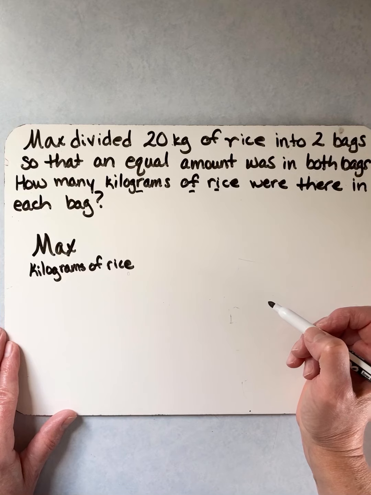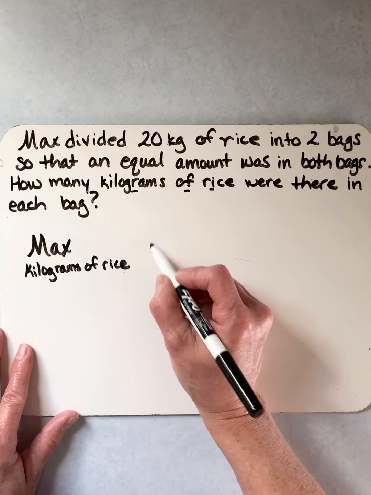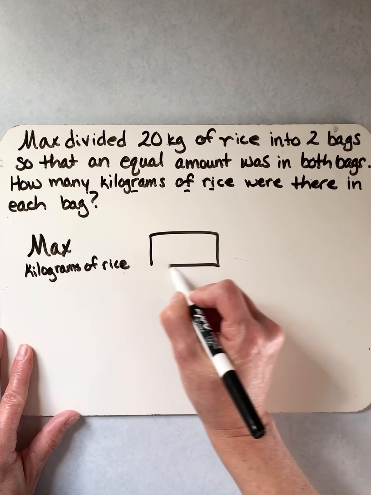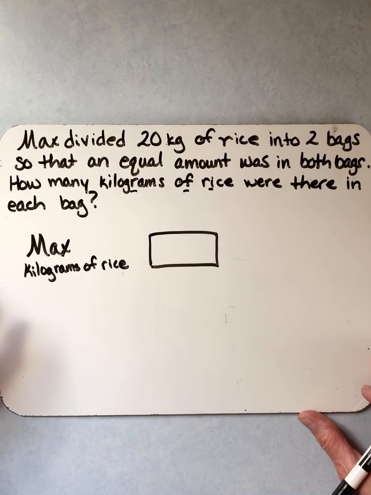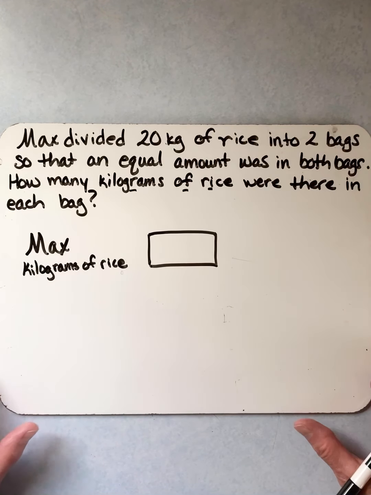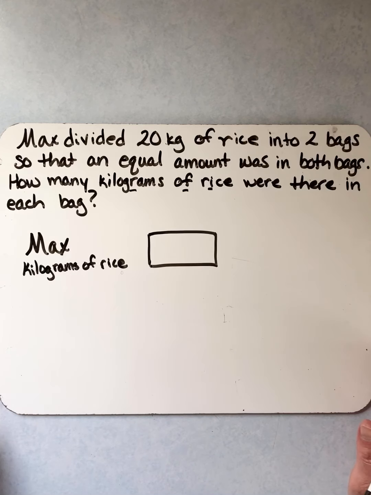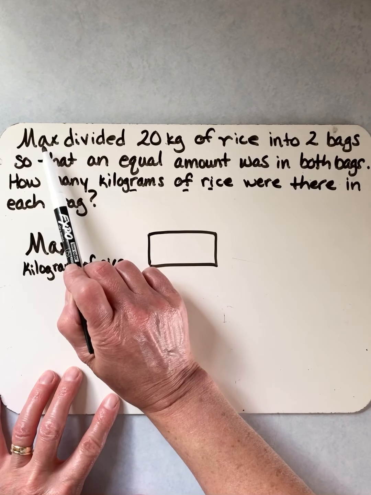Step number 4, draw unit bars of equal length. So we'll draw our 1 unit bar because we have when, who, and what there. Step number 5, the most important one, read each sentence one at a time. So let's read the first sentence.